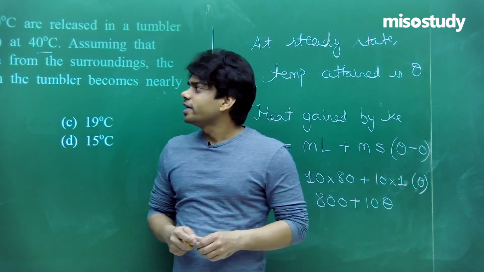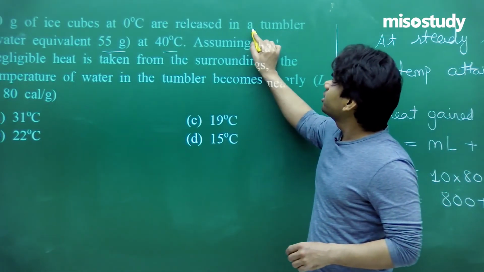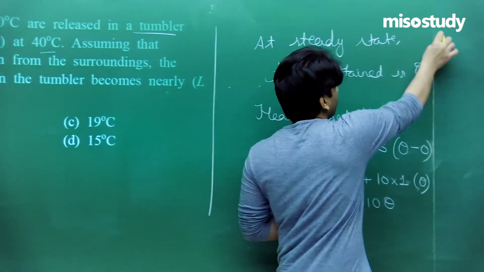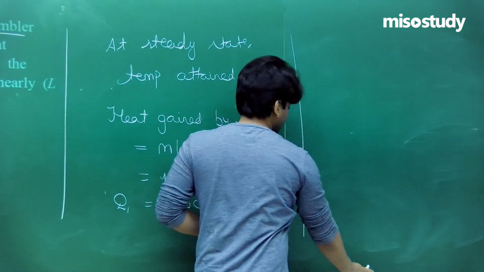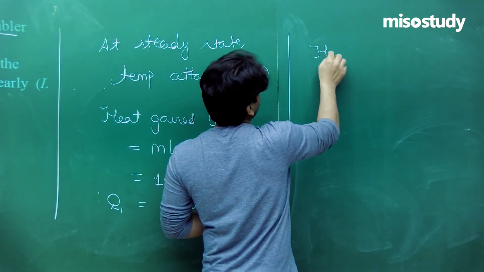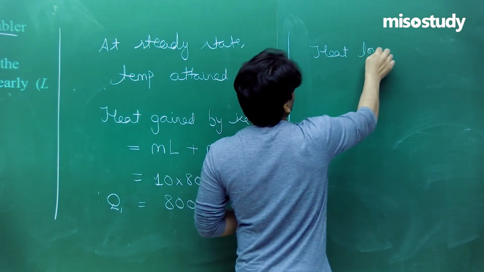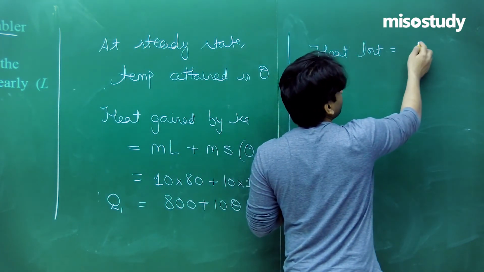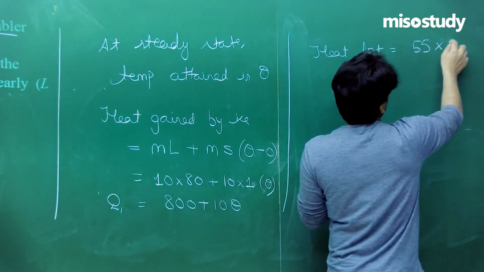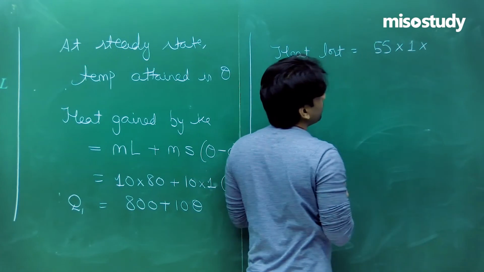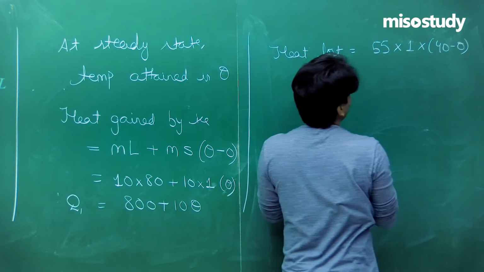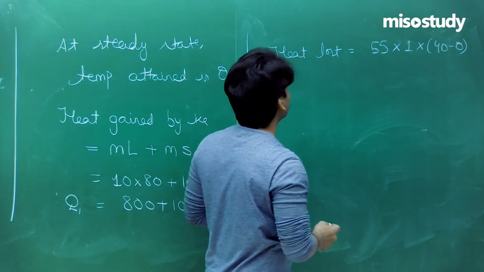Now you see what the heat lost will be. It says that it is released in a tumbler with water equivalent 55 gram. So heat lost by the tumbler with hot water equivalent 55 grams is 55 multiplied by specific heat capacity, 1 calorie per gram, multiplied by the difference in temperature, 40 minus theta. So 55 into 40 minus theta will be the value.